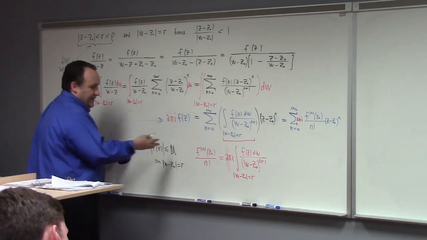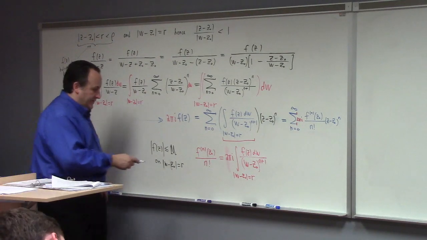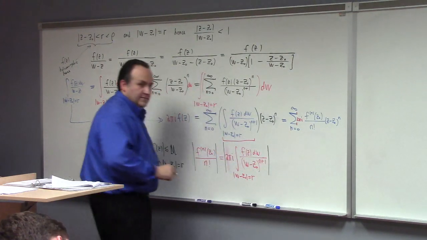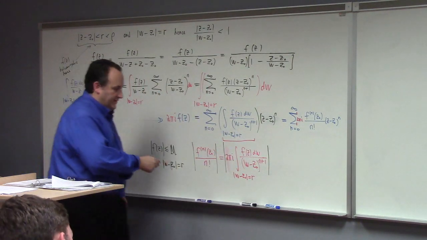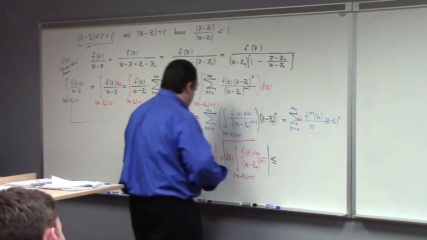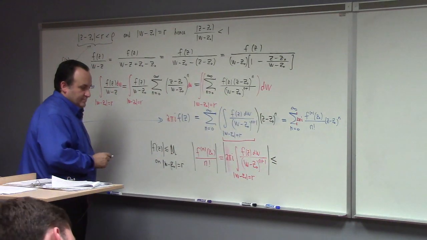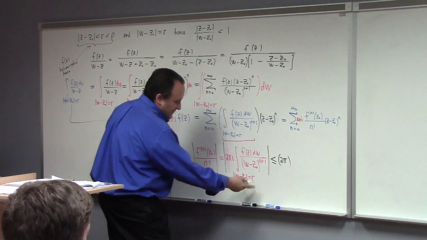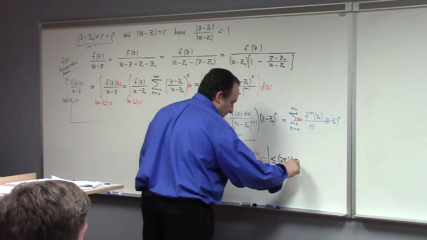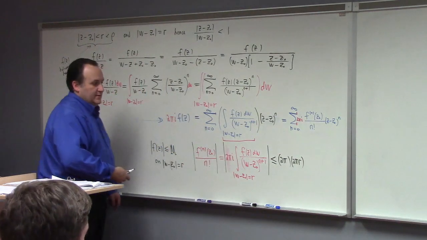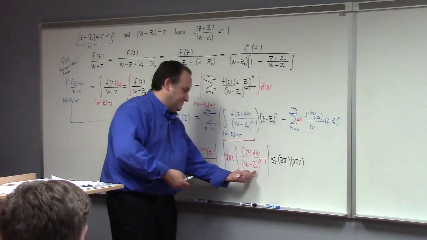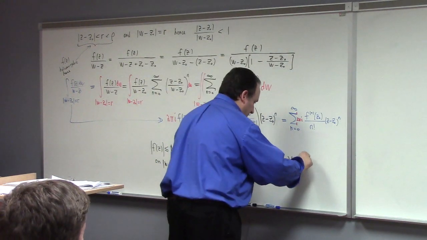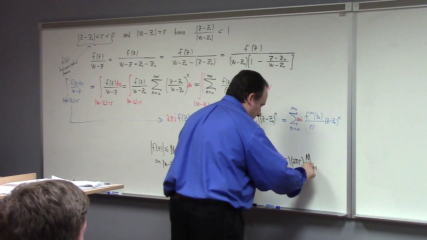So on the circle, suppose we have that bound, then we can apply the ML theorem, right? We take the modulus of this, and that's less than or equal to what? Well, 2 pi, times the length of this, which is 2 pi r, it's a circle of radius r. And then what is this? Well, that's r to the n plus 1. And so what you've got is M over r to the n plus 1.